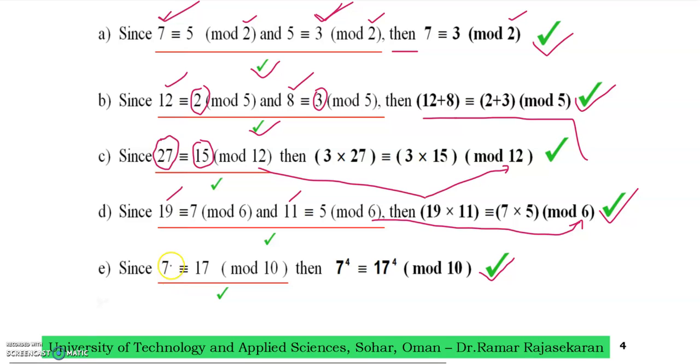Same here, suppose you want to change the number. Yes, you can put here 7 to the power 25, no issue. Then 17 power 25, no issue. If you find the value of 7 power 25 minus 17 power 25, then you check whether that is a multiple of 10.